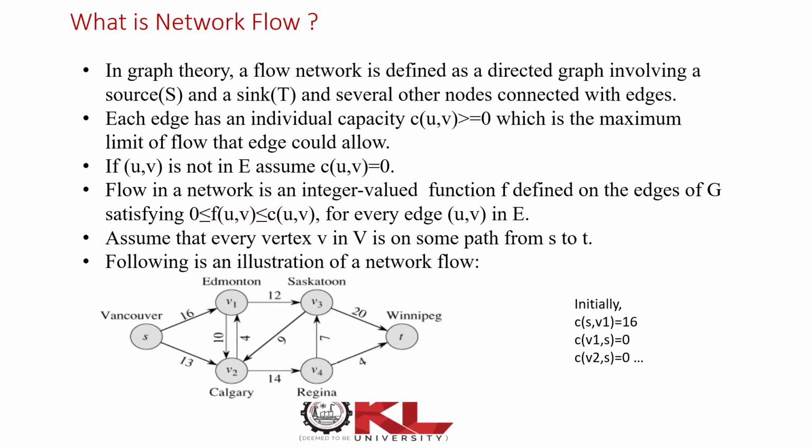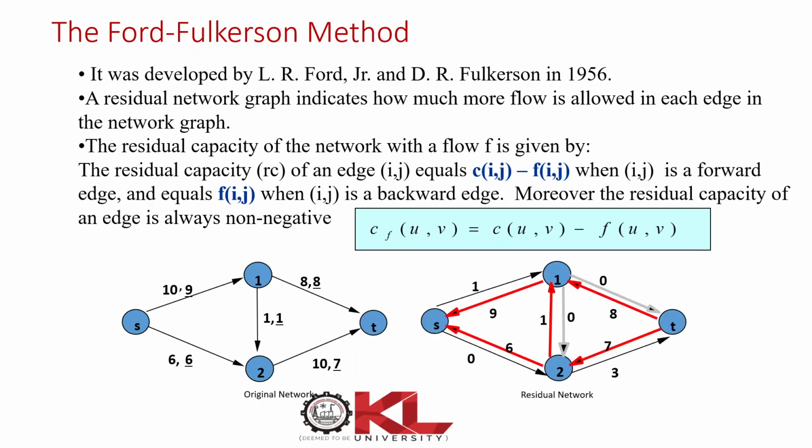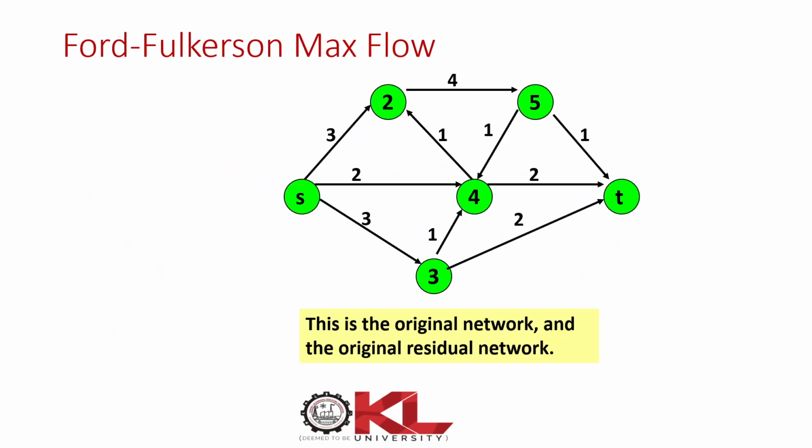Now here we can see, basically you will be given a question like this. This is a network, and this is S and this is T. You need to reach T from S with a minimum cost. With the help of this Ford-Fulkerson method, you are going to know the minimal path by which you can reach that particular position.